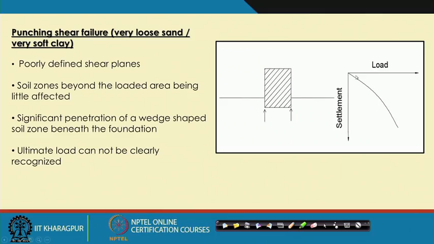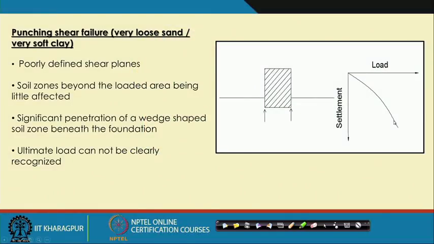Here also you can see there is no definite peak like the general shear failure, so we have to go for the double tangent method to determine the ultimate load. These are the three types of failure and their characteristics. Depending upon which type of soil we are designing our foundation on, we have to consider that failure and design accordingly, and on that basis apply the recommended design guidelines or the bearing capacity expressions.